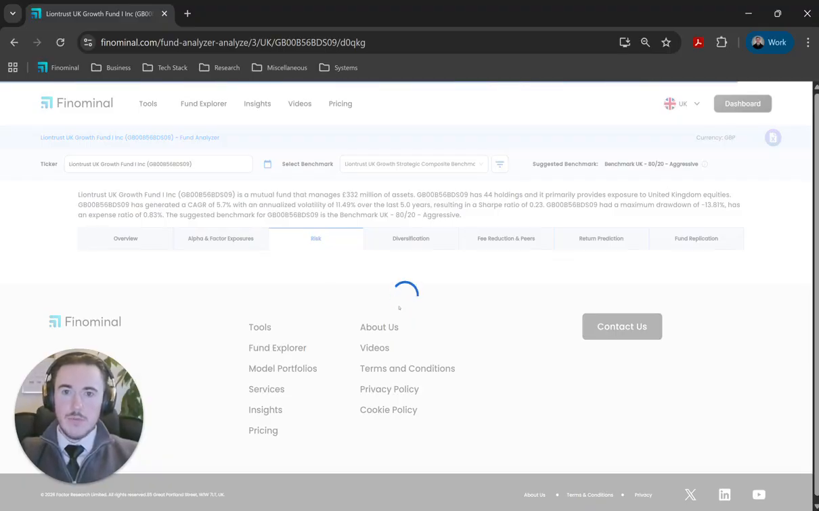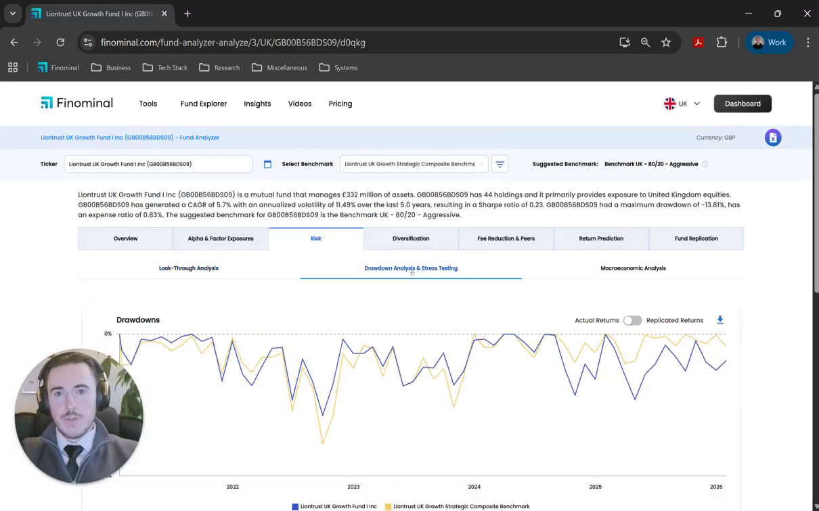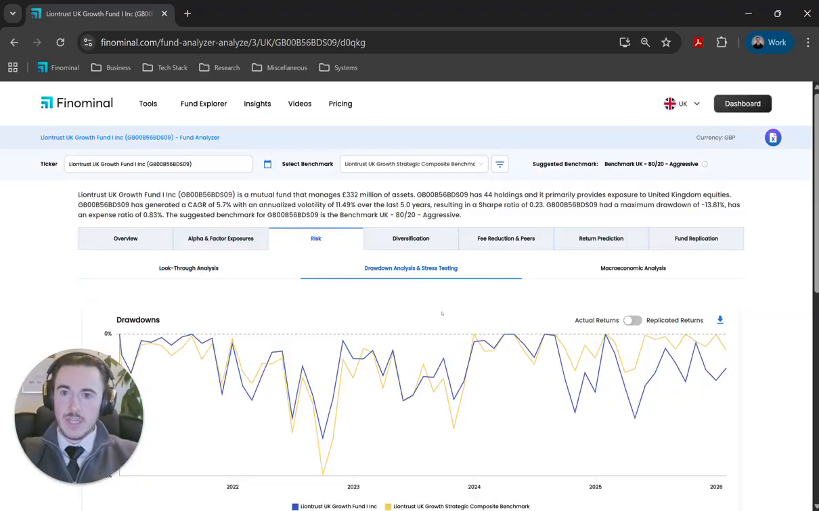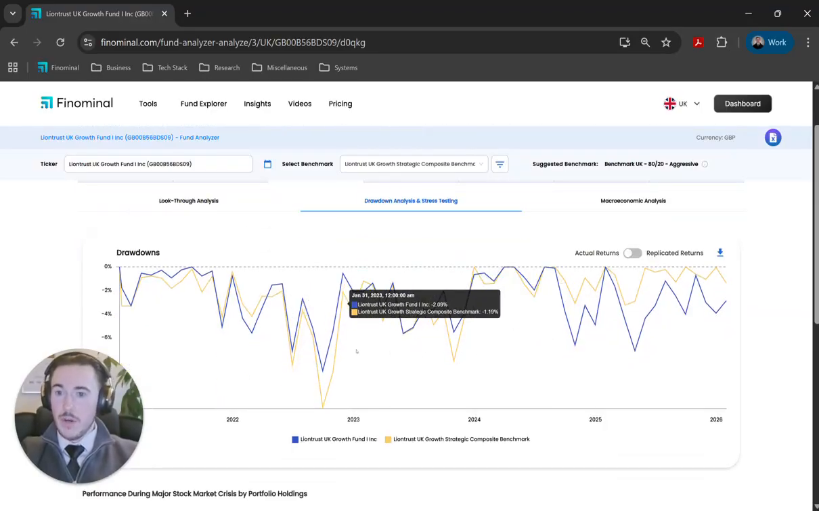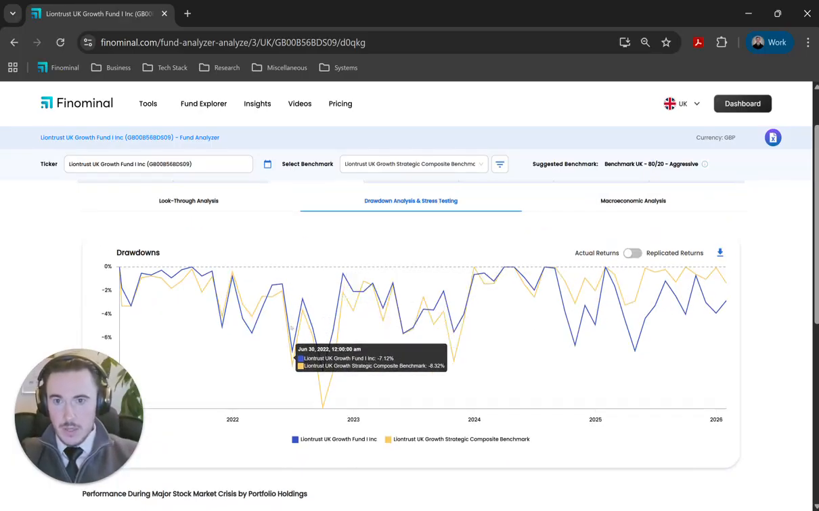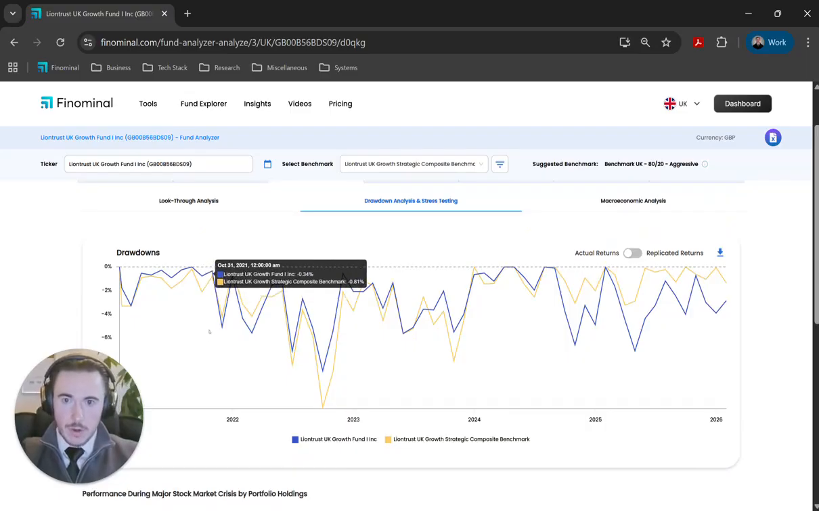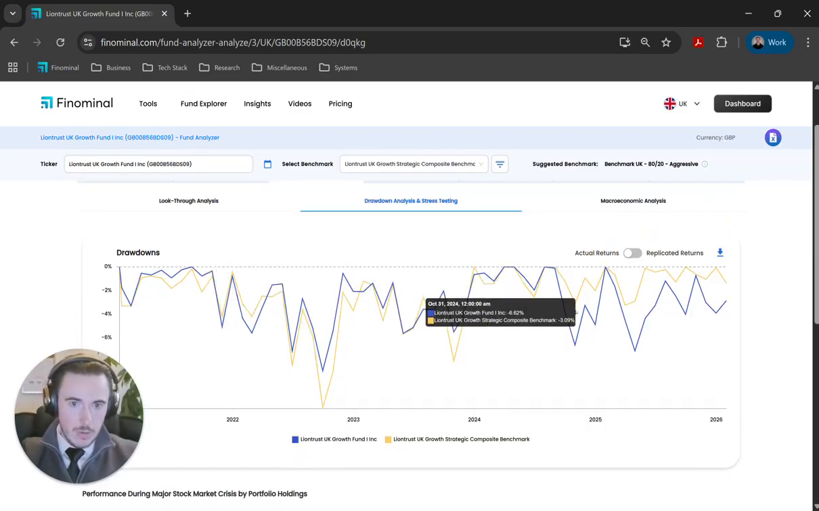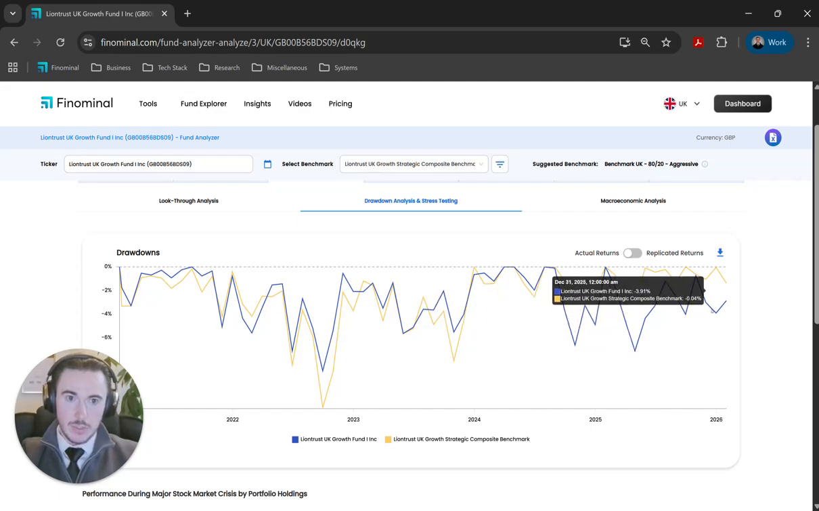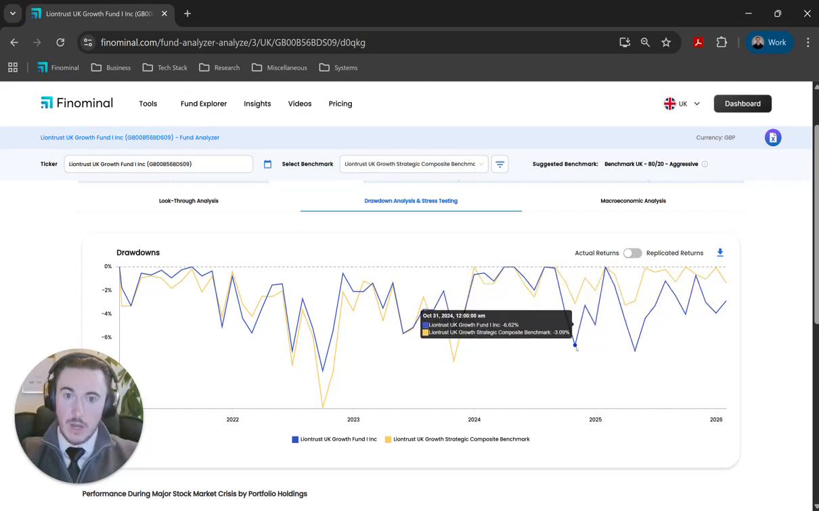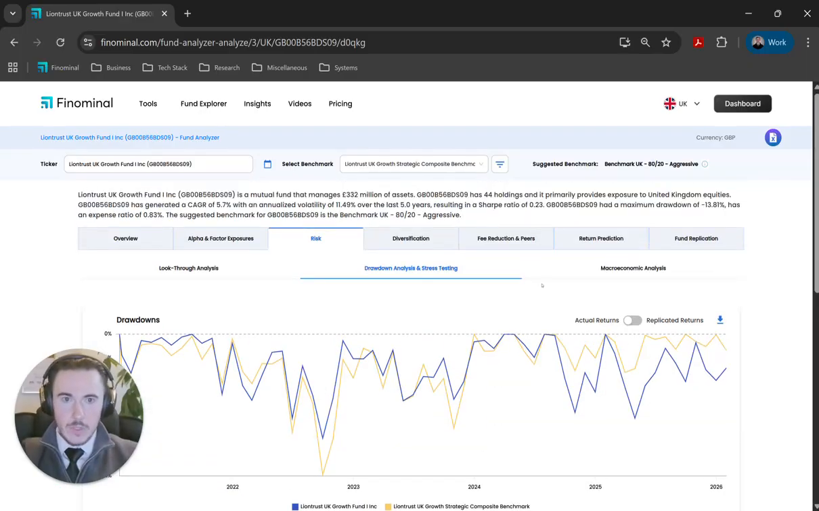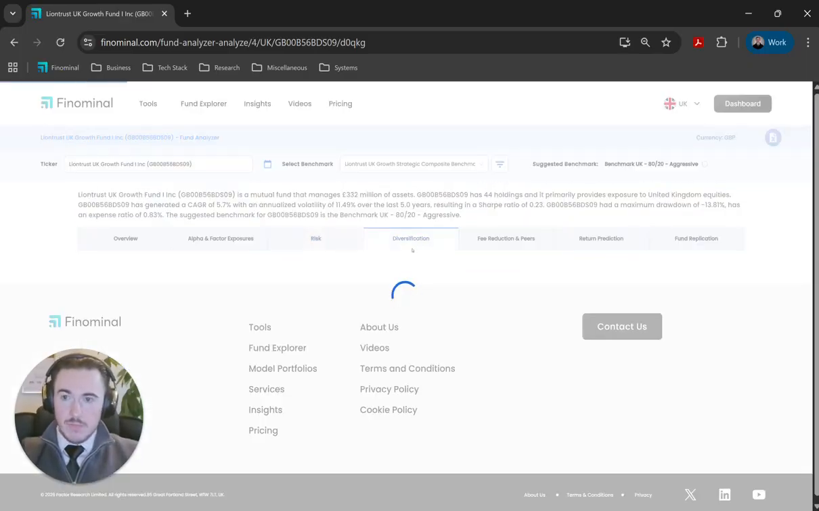So within the risk tab, I'm going to head over to drawdown analysis and stress testing. And pleased to say we've got a very long track record for this fund. So we can see it seems to be moving quite closely with the composite overall in regards to drawdowns, though in more recent years, actual drawdowns have been higher than the composite. So worth noting. Let's continue now to diversification.